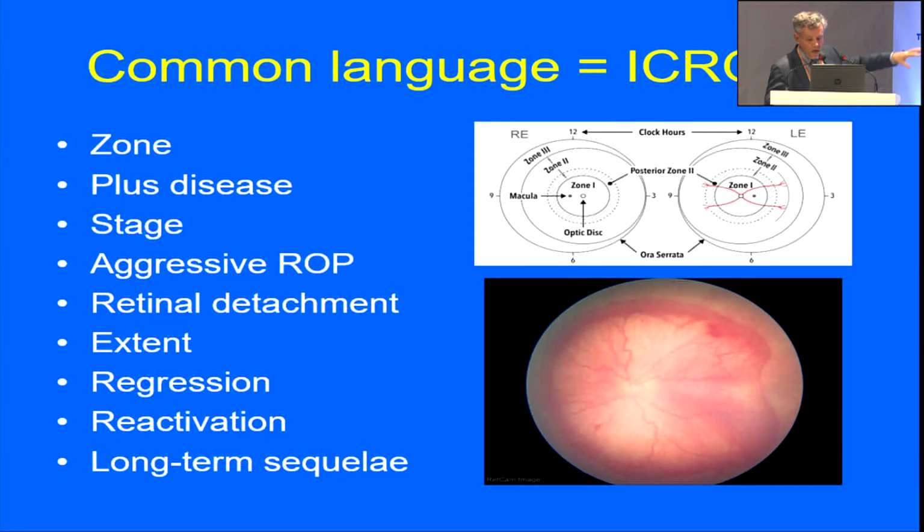And so we know that, I'm not going to go into details of that, but they're all the things that are covered in ICROP 3. I guess the things that are new and important there are related to regression and reactivation, particularly in the era of using VEGF inhibitors, which has become much, much more common.